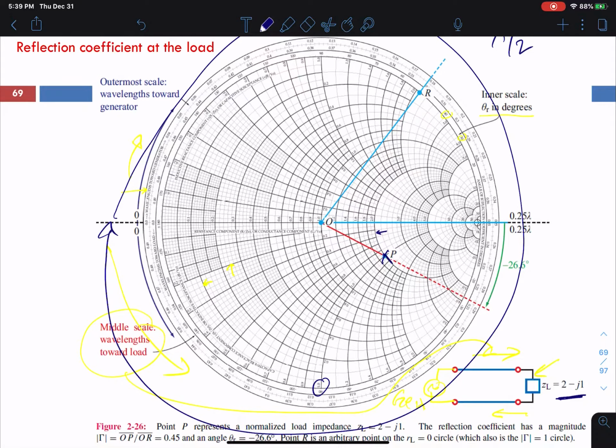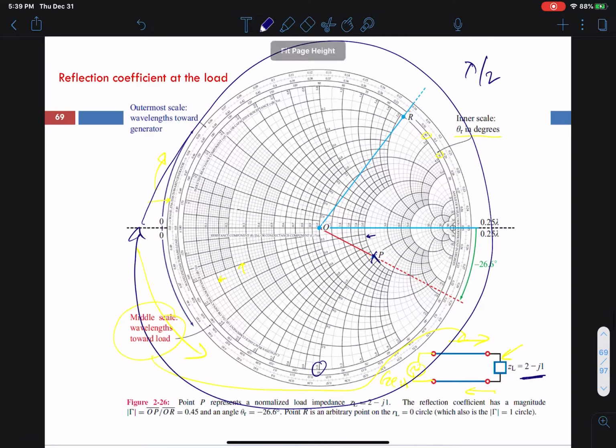So I have to take a ruler. I need to take a ruler over here and measure from here to here, right? And also I have to measure the complete circle, which is my distance, which is 1. So if I now try to find the magnitude of the reflection coefficient, I will take the ratio of this measurement with respect to this measurement over here, so OP over R, that is 0.45. So that is your reflection coefficient magnitude.